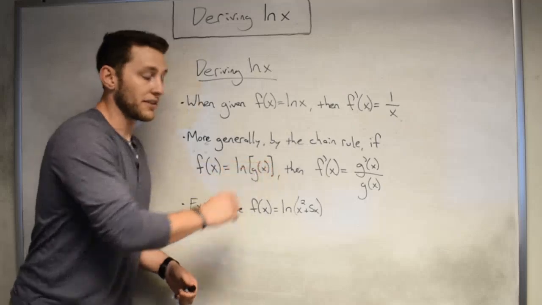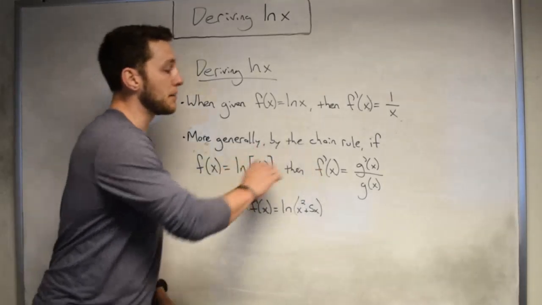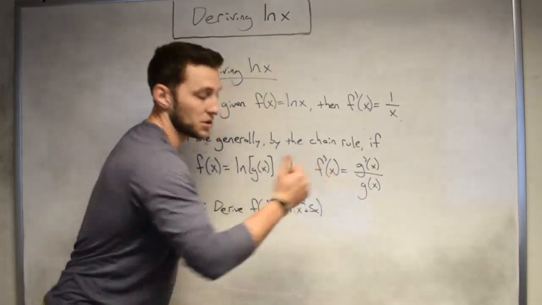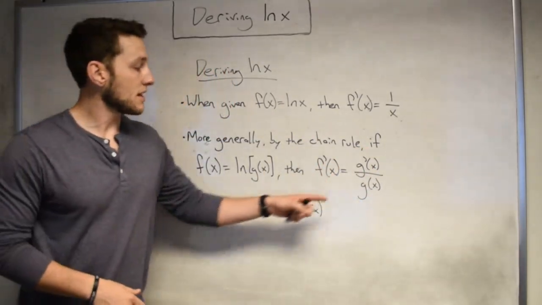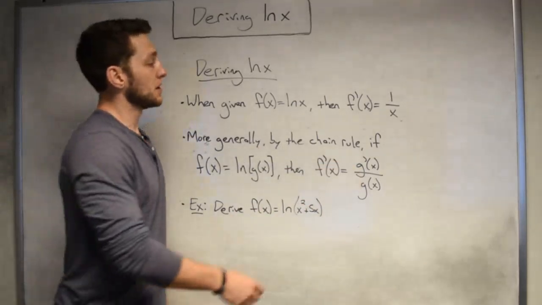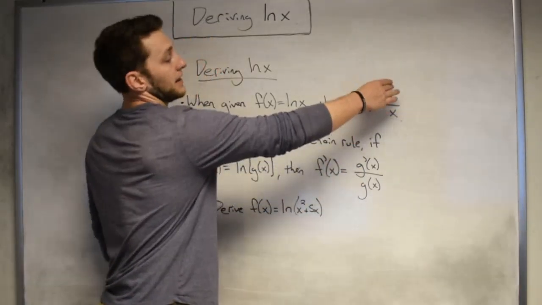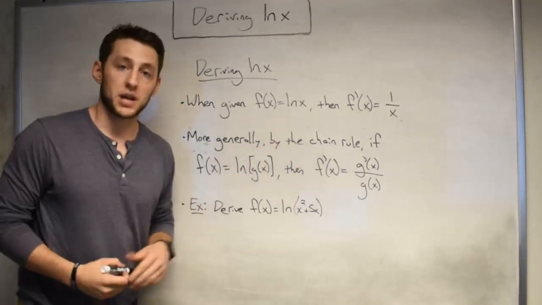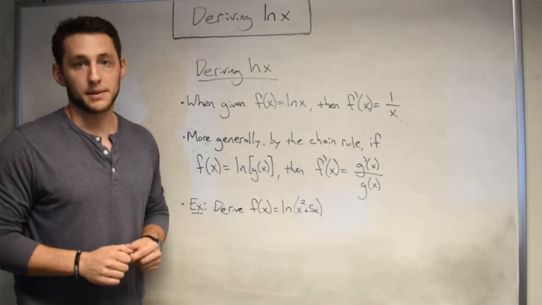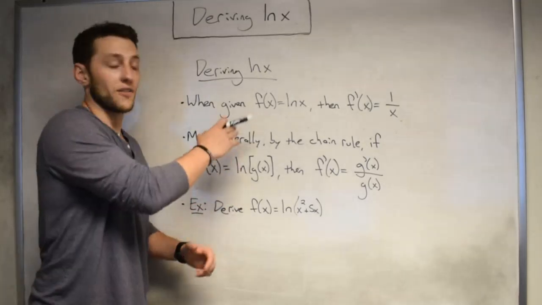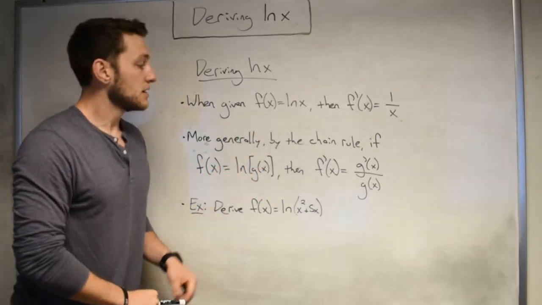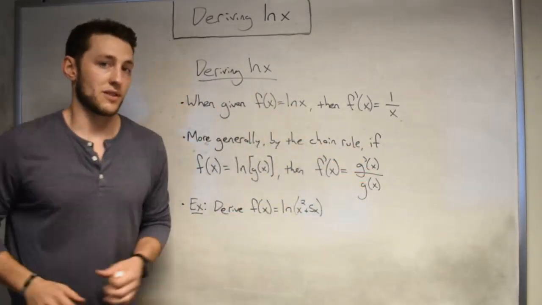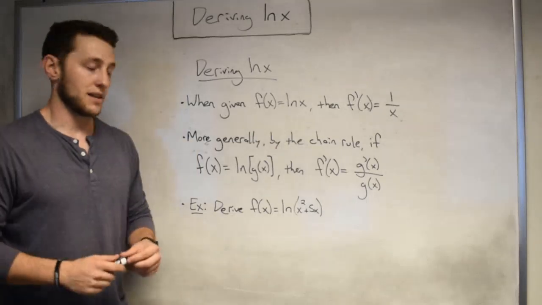So natural log of something of x, then f prime of x is just the derivative of the inside divided by the original inside. So you can see that this applies to x. The derivative of x is just 1, and then the original inside was just x. Now yet again, this comes from the chain rule, but let me repeat it one more time. The natural log of something involving x, g of x, deriving that gives me the derivative of the inside divided by the original inside. Let's try a quick example.